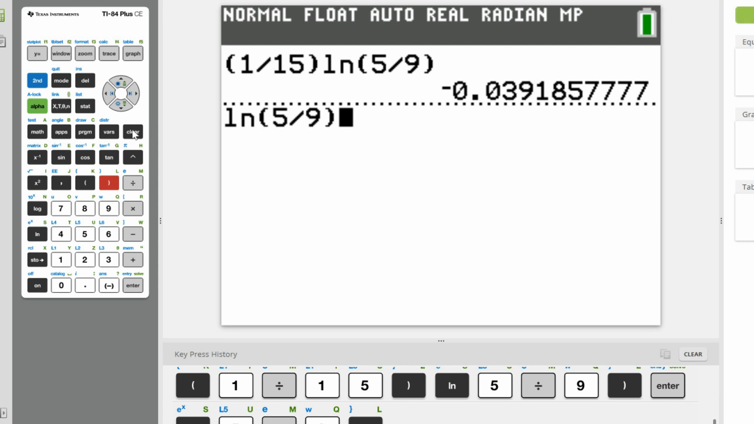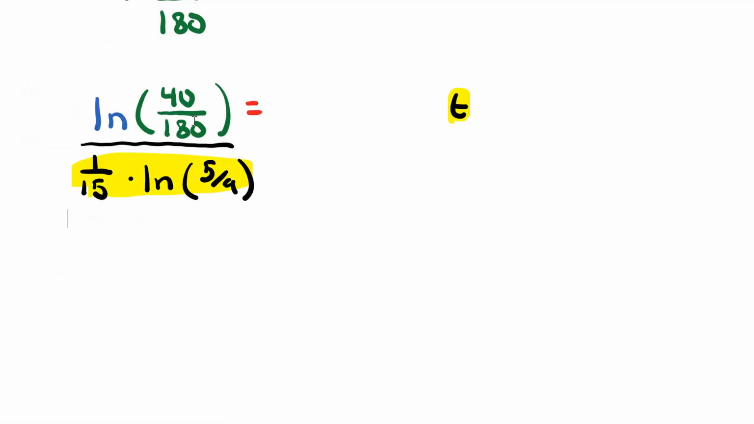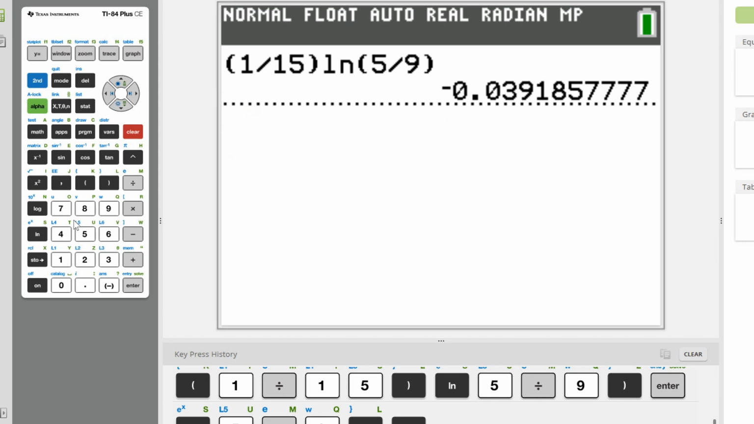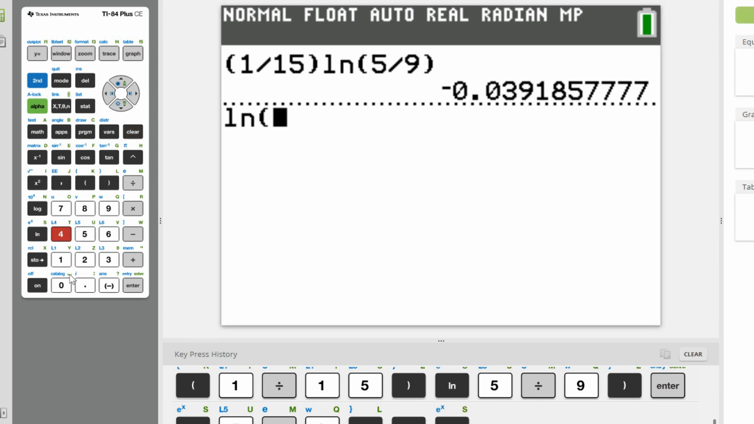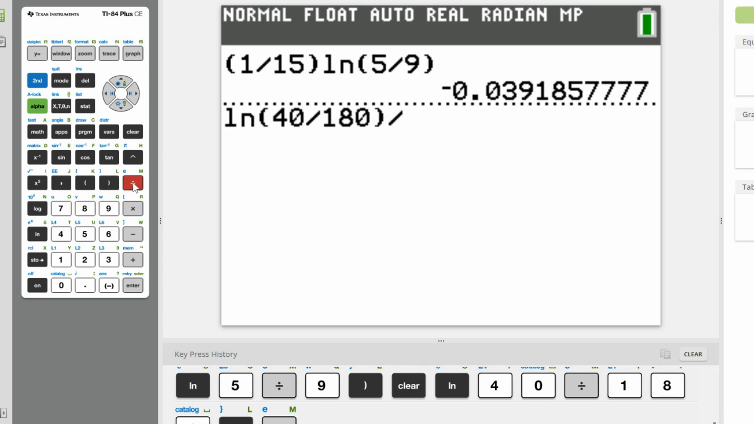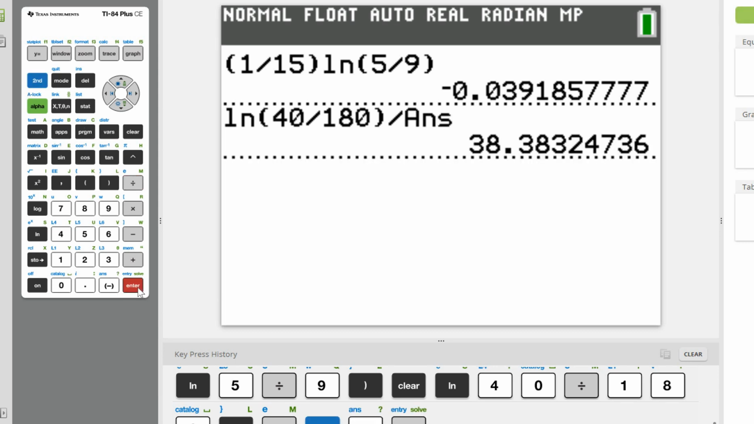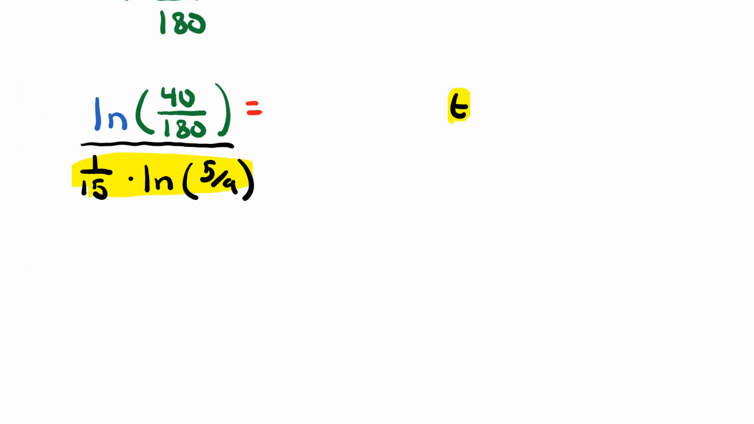Actually, hold on. Sorry, going back here, the numerator was 40 over 180, right? So that would be ln of 40 divided by 180. It takes a little bit of time to get this right. Then I'll divide that by the answer, and that should give me 38.383 minutes. Going back to my answer key now, after all that, time would equal 38.383 minutes. All right, so that's how you do that particular problem.